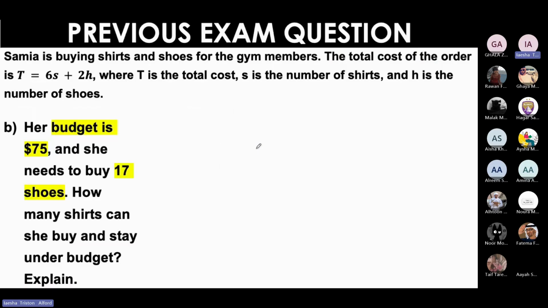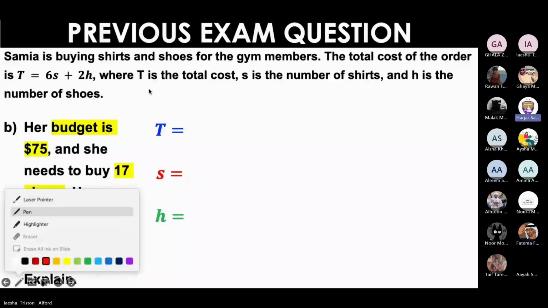Part B, they want another question. Okay, they said her budget is $75 and she needs to buy 17 shoes. How many shirts can she buy and stay under budget? Explain. First thing we have to do is to know the meaning of all the variables. To see this, you have to read from the writing. T is what? The total cost.